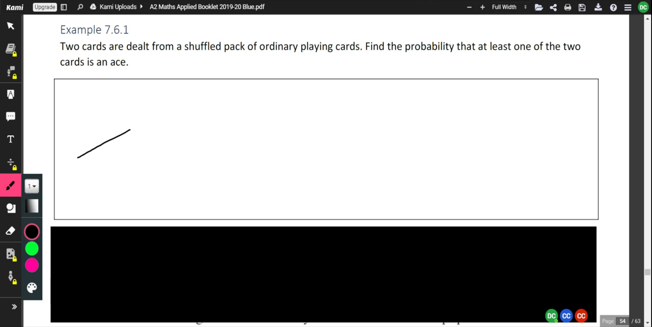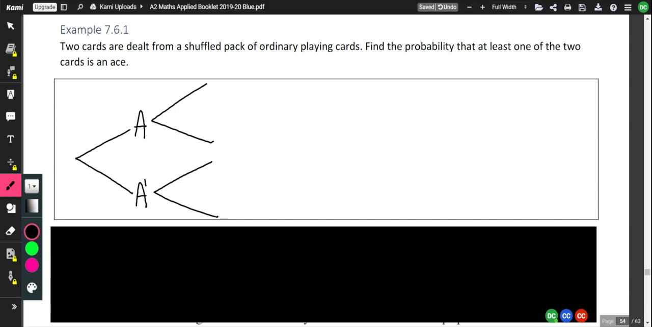So the first event is the first card to be selected, and then that one does not go back into the pack. A second card is then selected. So these are our two events. On each event, we're only interested in whether it's an ace or not an ace. So I'm using A to represent ace, A complement for not ace.